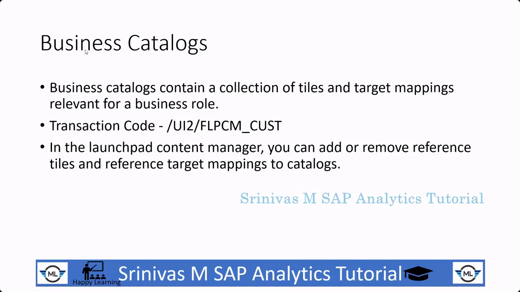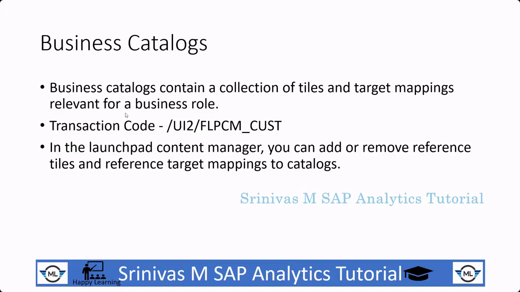So the first thing is business catalogs. What exactly is this business catalog? Business catalogs contain a collection of tiles and target mappings relevant for a business role. Means when we create this business catalog, within the business catalog, we keep the tiles. What exactly does a tile mean? For example, when we are creating a dashboard, it consists of multiple tiles, like a numeric tile and charts, analytical analysis. All of these are kinds of tiles.